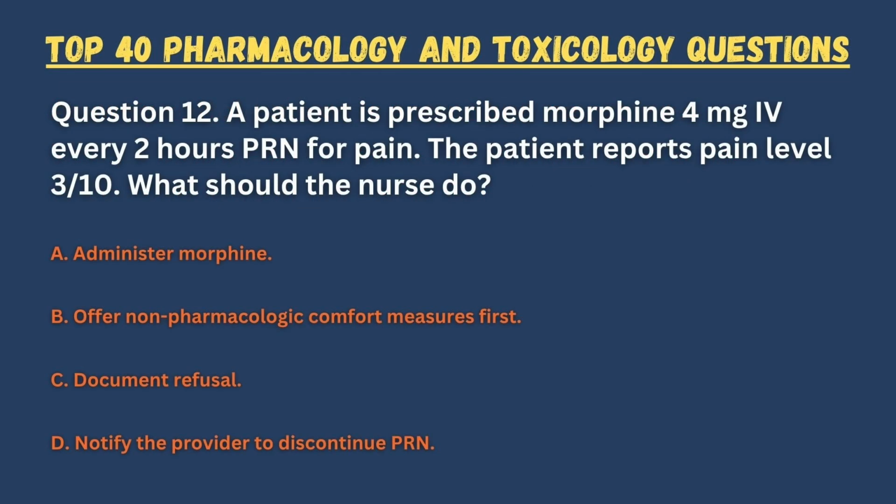Question 12. A patient is prescribed morphine 4 mg IV every 2 hours, PRN for pain. The patient reports pain level 3 out of 10. What should the nurse do? A. Administer morphine. B. Offer non-pharmacologic comfort measures first. C. Document refusal. D. Notify the provider to discontinue PRN.